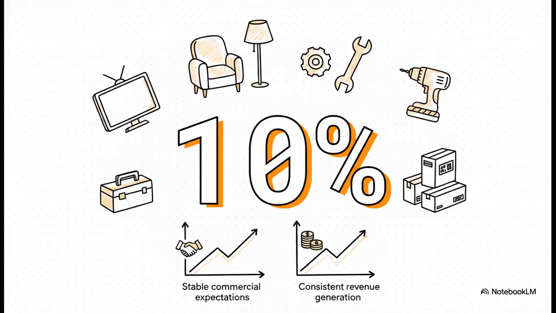Next up, the 10% slab acts as the primary backbone of the entire system. This captures standard engineered goods. Think general electronics, furniture, machinery, tools, and standard packaged products. It's the standard taxation layer that perfectly balances affordability with administrative simplicity. For businesses, this means stable, predictable commercial expectations. And for the government, it means consistent revenue generation from general consumer goods.